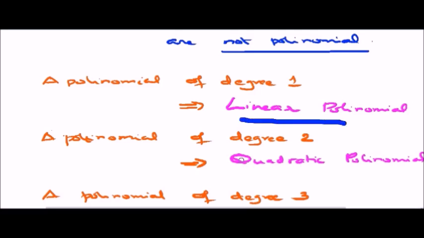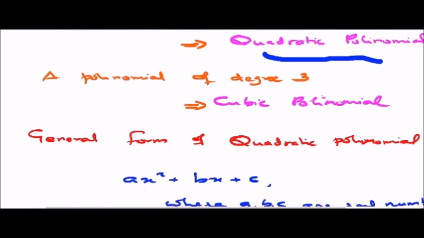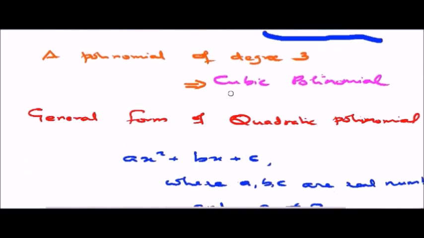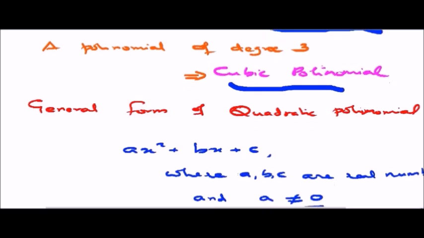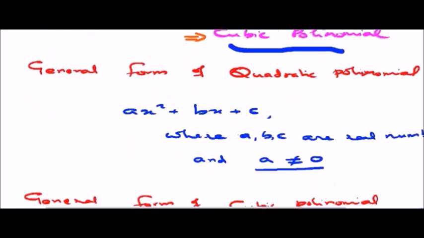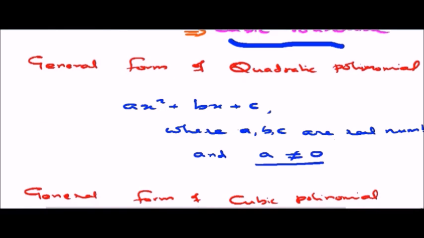So a polynomial of degree 1 is called a linear polynomial. A polynomial of degree 2 is called a quadratic polynomial. Also, a polynomial of degree 3 is called a cubic polynomial.